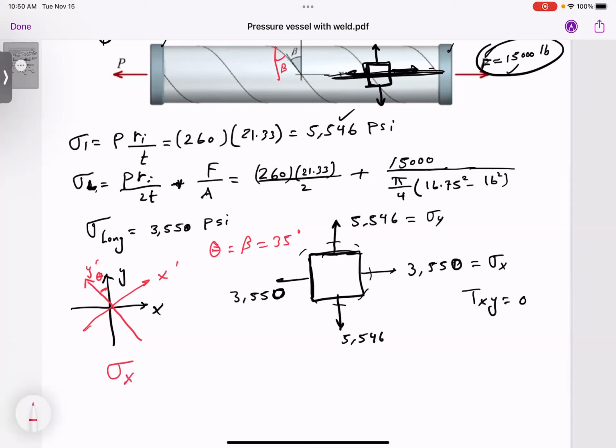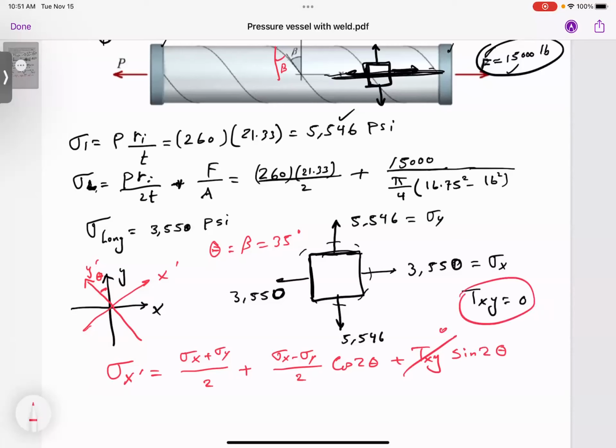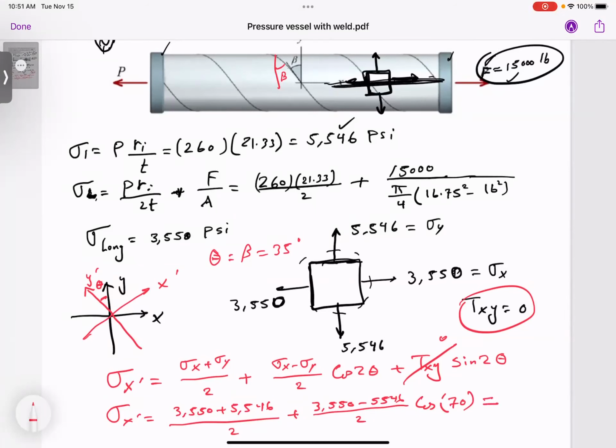So remember, the transformation equations are as follows. Again, I do have a video on this, so you can check on that. So we have an average stress first, then we have the difference of these stresses divided by 2 times cosine 2 theta plus tau xy sine 2 theta. Of course, there is no shear stress, right? It's 0. So now if you go ahead and plug in, 3,550 plus 5,546. Remember, sigma x, sigma y are basically the stresses that are calculated, right? And then 3,550 minus 5,546 over 2 cosine of what? Cosine of 2 times 35 is what? Cosine of 70. So if you do the math here, this comes out to be 4,210, roughly.